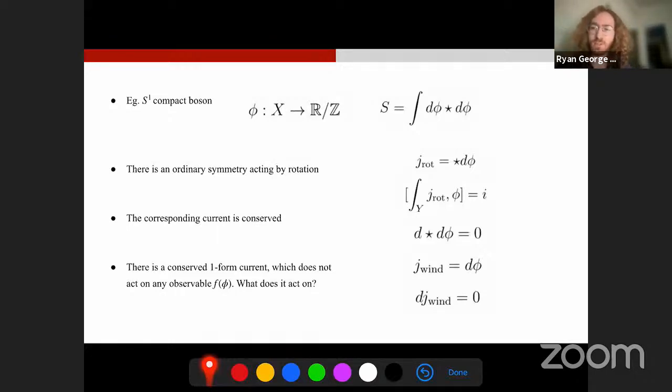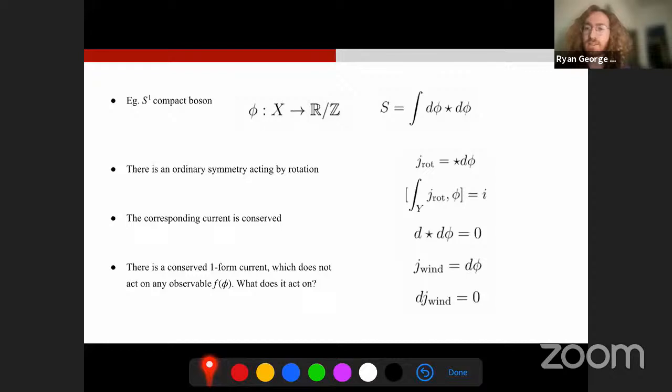And so let's look at some examples. One of the simplest classical field theories we can think about is a theory of a field phi, which is a map from space-time to the circle. So I'll call this the S1 compact boson. You can express an action. There are many actions you can write, of course, but one very simple action is this quadratic one that is basically the norm squared of the derivative of phi. We write it in form language as d phi wedge star d phi, where star is the Hodge star.